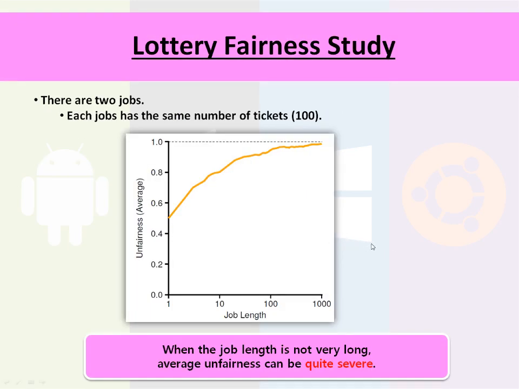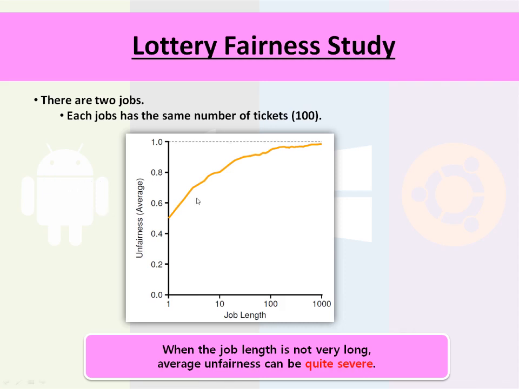Okay, so here we have a little study in terms of our unfairness metric. There are two jobs. Each job has the same number of tickets, 100, for example. Now, when the job length is not very long, average unfairness can be quite severe. Since each job has the same number of tickets, it's like 50-50, right? But remember what I spoke about earlier: if we only request a few tickets, the random distribution might not converge to 50-50 straight away. It might take a little bit of time.